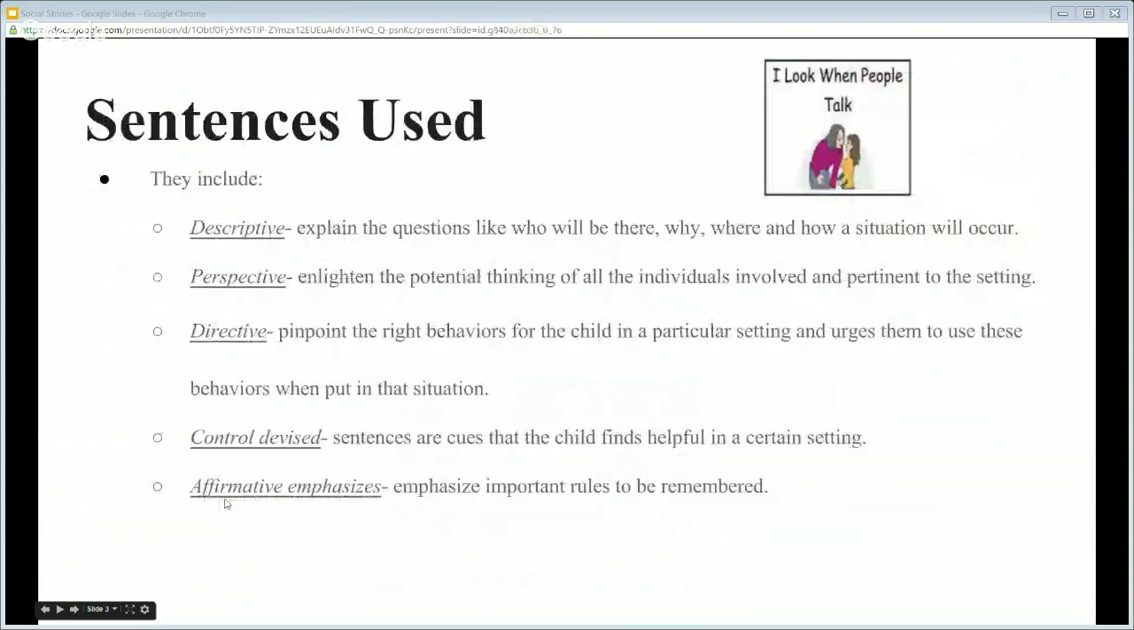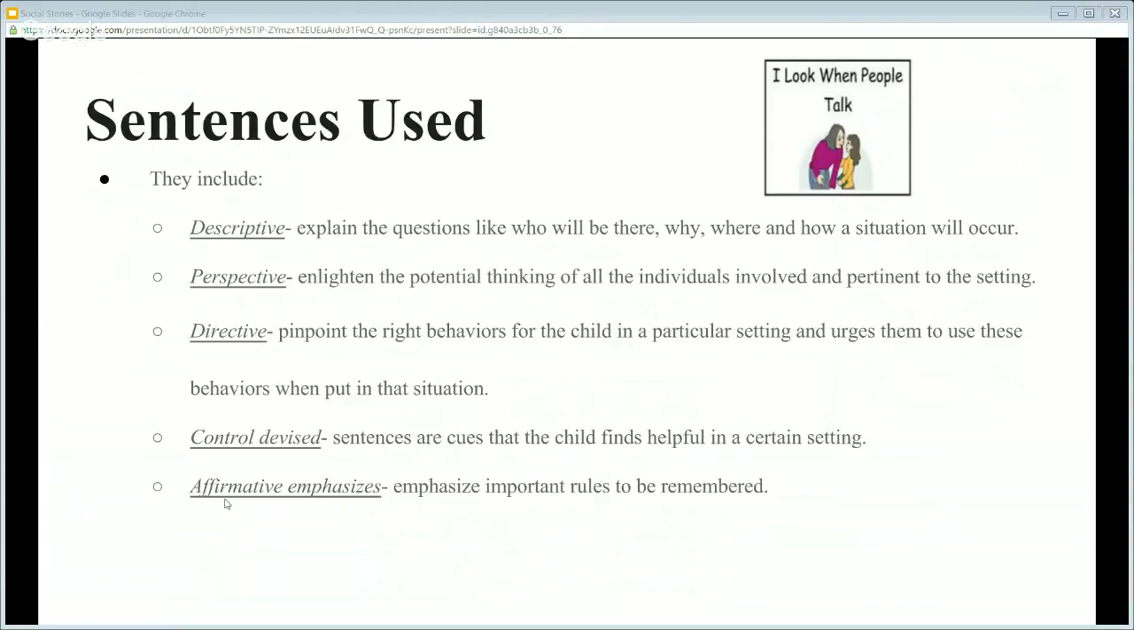So there are many different types of sentences used in social stories. The first one is descriptive sentences, and that's probably the most commonly used sentence in social stories. Those explain the questions like who will be there, why, where, and how the situation will occur. A great example of this is, at school, go to the cafe.